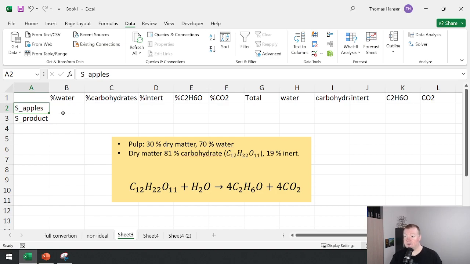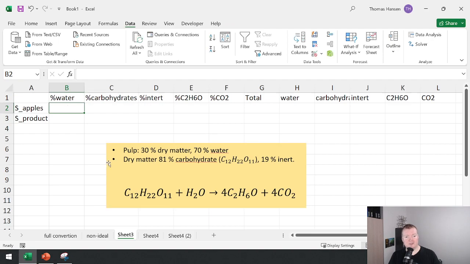So I'll do what I always do. Select or create my streams, apples and my product stream, or feed and product, and then percentages of all the different components that I know of. And we'll just start to fill it out. For the apples, I know it's 70% water.